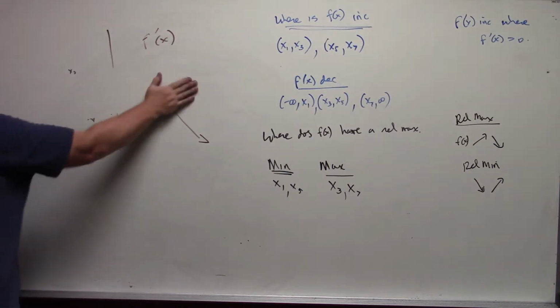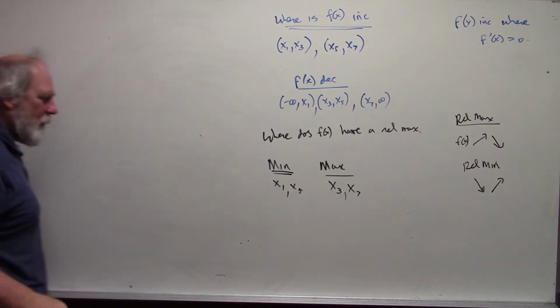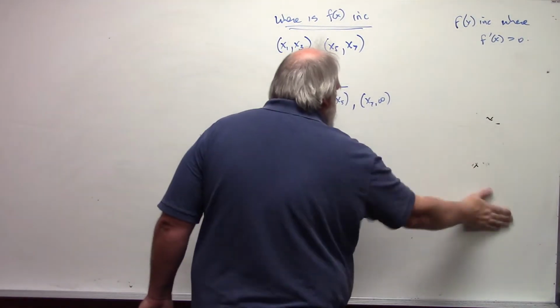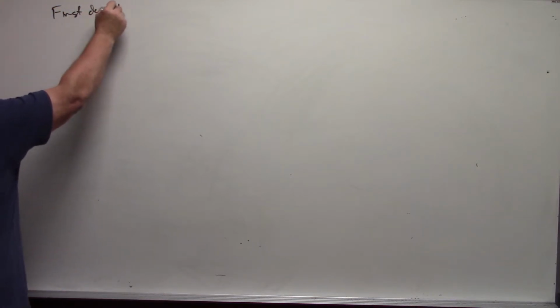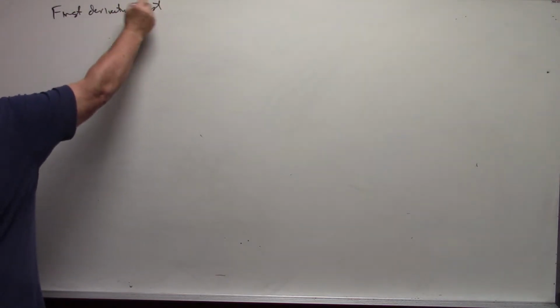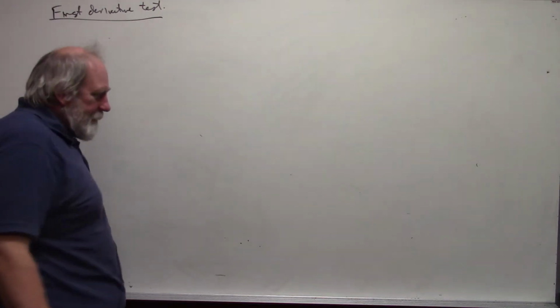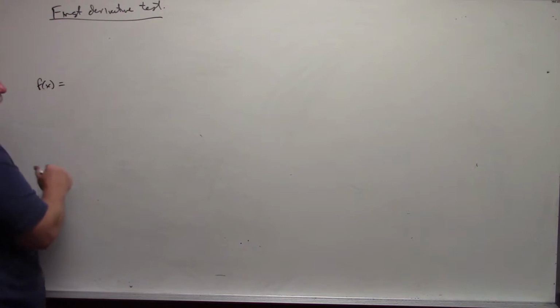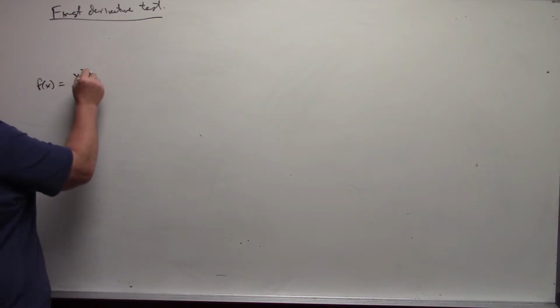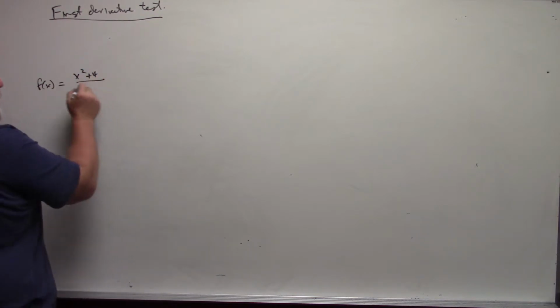Now let's look at a function without the graph and see how we can deal with that using what's called the first derivative test. The first derivative test determines where we have relative max, relative min. And so let's suppose my function f of x is equal to x squared plus 4 over 2x minus 3.